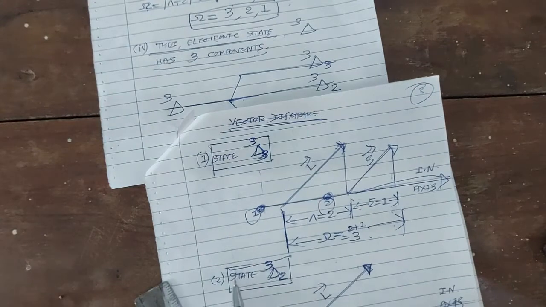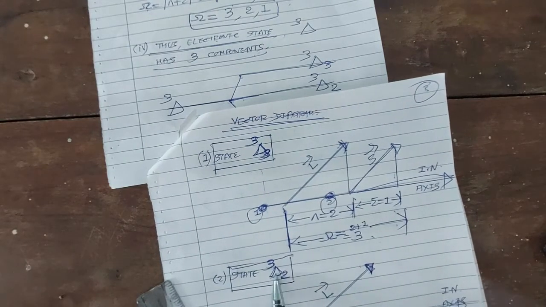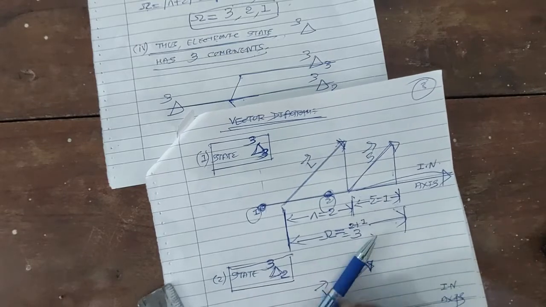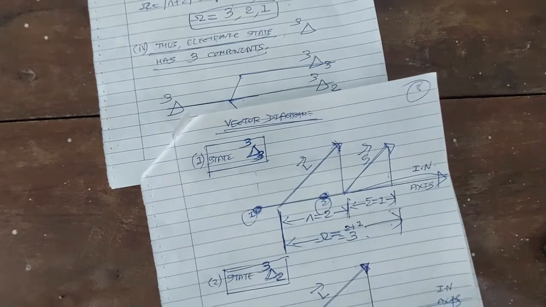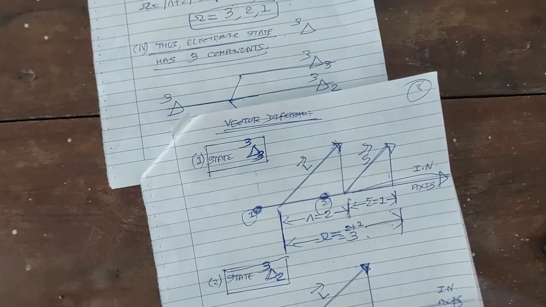Now let us draw this vector diagram for state delta 3 2. Okay. Now this is the direction of electronic angular momentum vector L. If you take the component of electronic angular momentum vector L along the internuclear axis, that component lambda is 2.